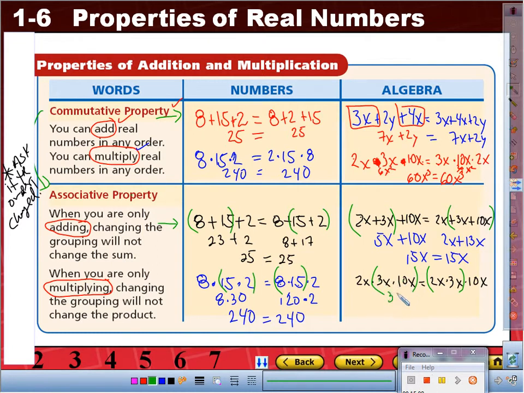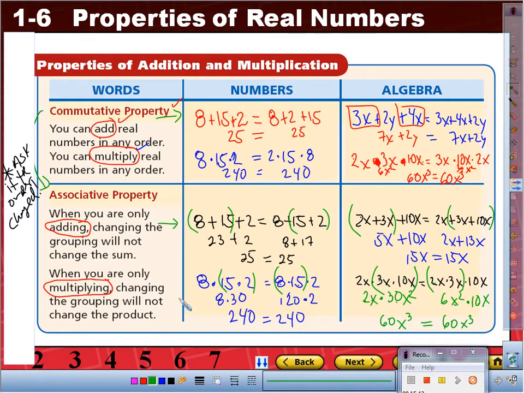3 times 10, that's 30. x times x, that's x squared. And I multiply that times 2x. 2 times 30, that's 60. x times x squared, that's x to the third, because it has to the first power of the x, right? So look at this one. 2 times 3, that's 6. x times x, that's x squared. And I'm going to multiply that times 10x. 6 times 10, that's 60. x squared times x is x cubed. Did it work? Yes, it does work.